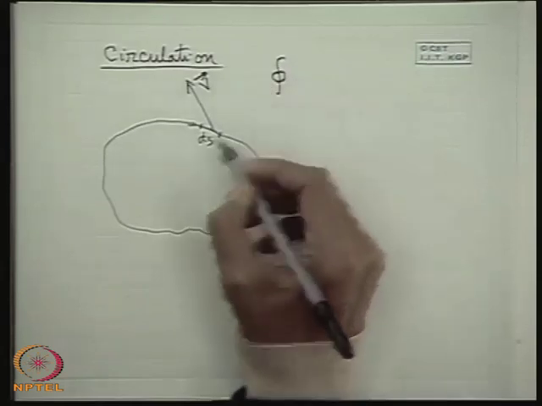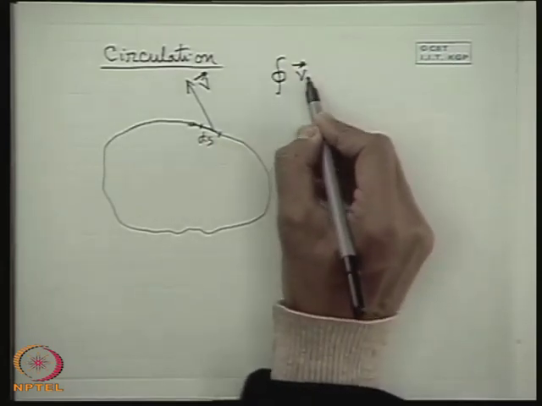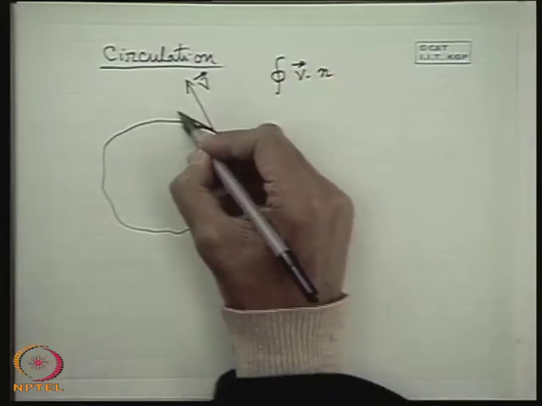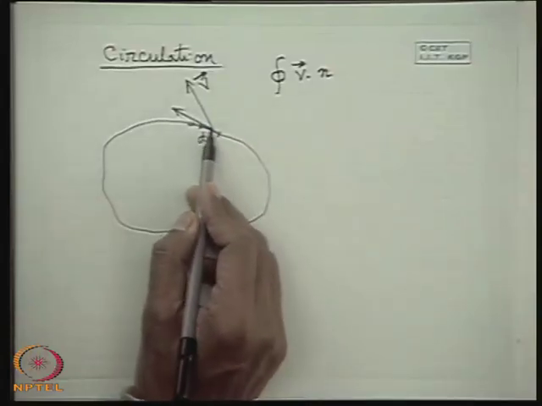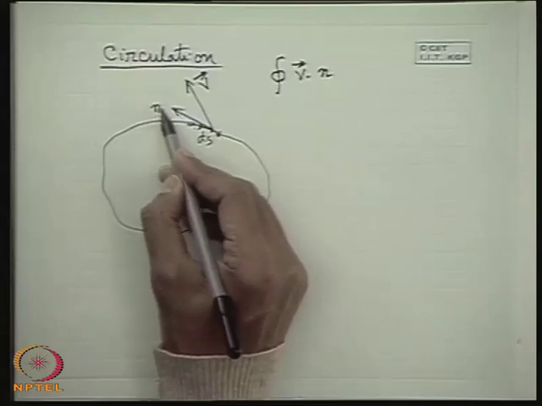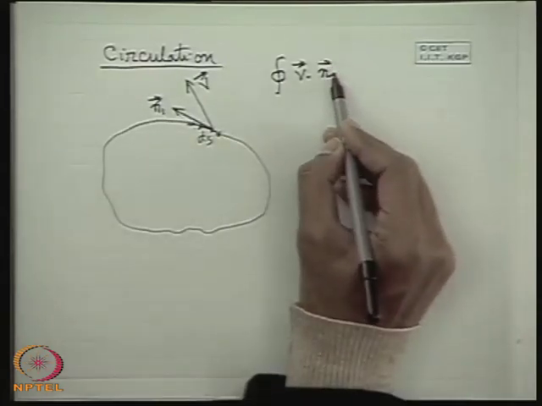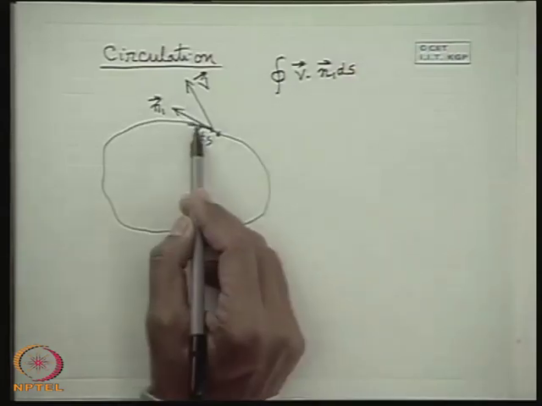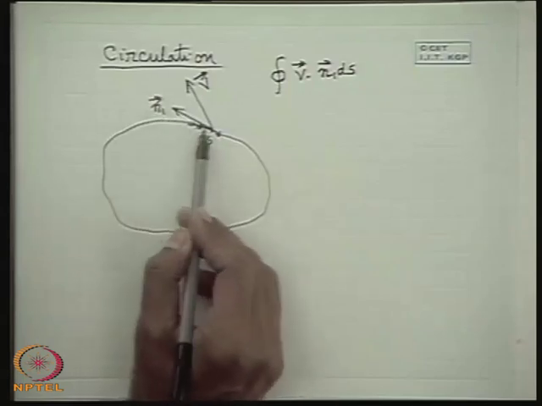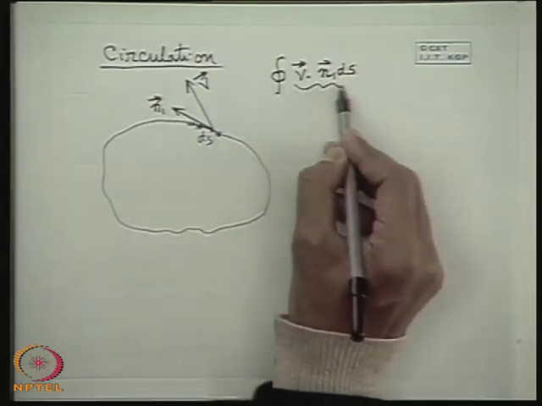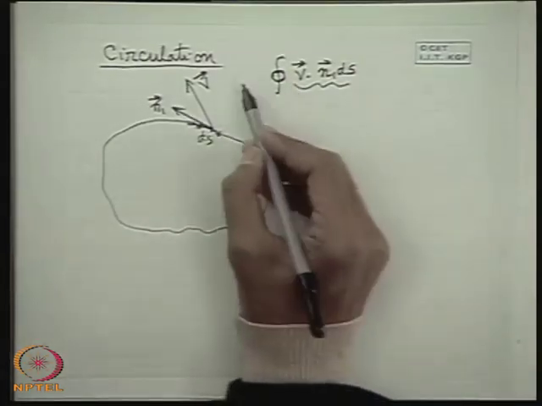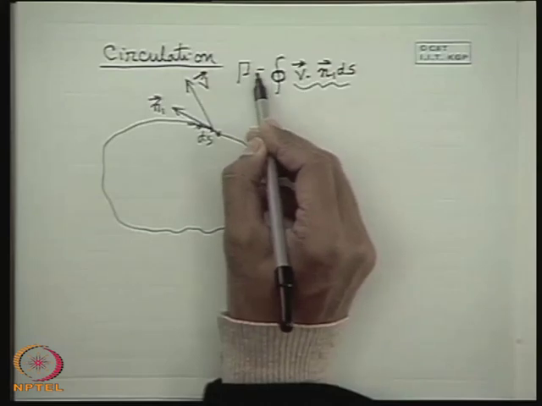contour integral of this v dot, let us define a unit vector n1 along the tangent to the curve at this point, that means along the direction of this linear element ds. Then n1 ds means that the elemental ds is given a vector concept by multiplying it with a unit vector along the tangent to that length. If we make a contour integral over this closed contour, then we define this as the circulation, gamma, which is the symbol.